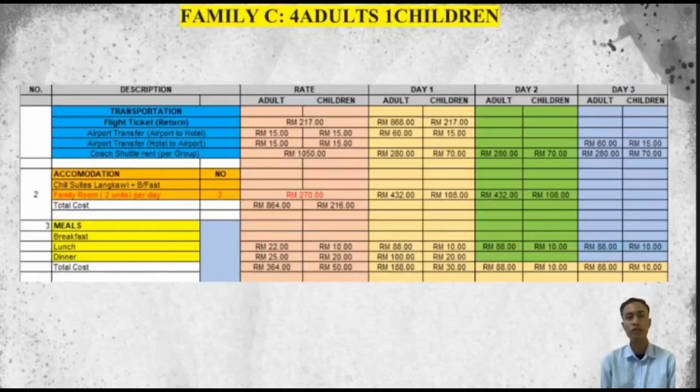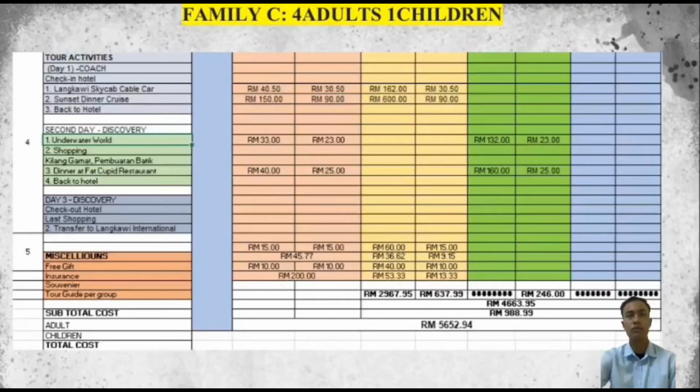And the total cost of the meals is 364 ringgit, and for children is 50 ringgit. So moving on to the activities. For day 1, we're going to check in at the hotel, and the activity is the Langkawi Skycab cable car, and the total per head is 40 ringgit 50 cents for adults and 30 ringgit 50 cents for children.